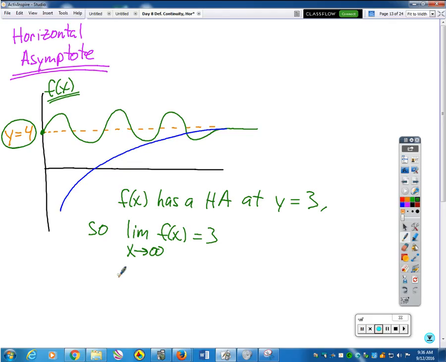You've got to make this link. They say horizontal asymptote, you've got to think limit as x approaches infinity. If they say limit as x approaches infinity, you've got to think horizontal asymptote.